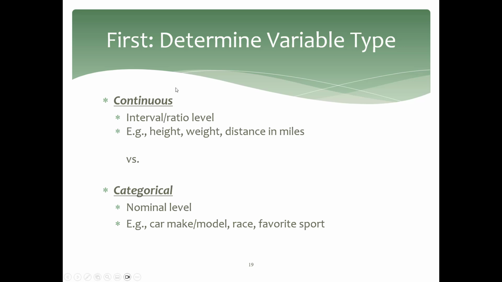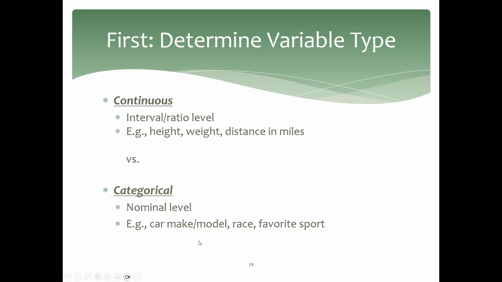And then also think about whether that variable is continuous or categorical. Continuous variables are variables that have an interval or ratio level, and they're usually represented by a whole range of numbers. For example, height in inches or weight in pounds or distance in miles, that kind of thing. Continuous variables are quantitative variables that have a wide range of numbers.